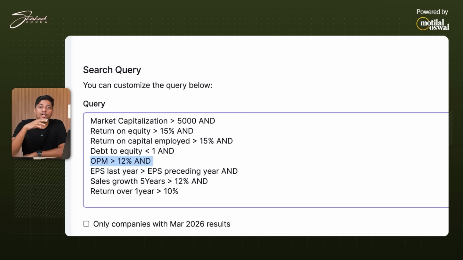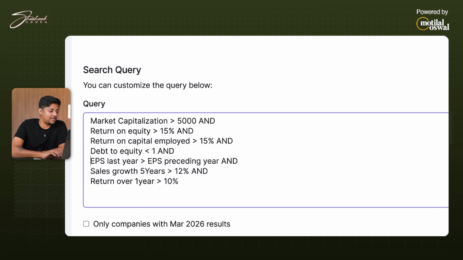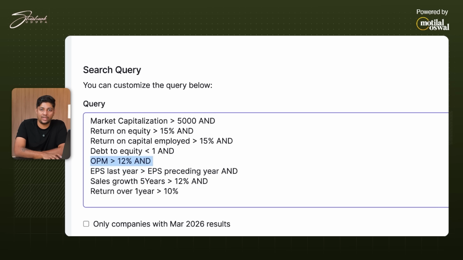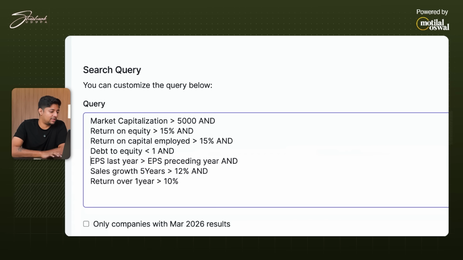In this, what will happen? You will lose out on companies that are sitting at 8% margin growing to 12%. But if you want, to look at trading companies and all, then you can remove this as well. But if not, you can keep it for high quality picks. You can remove it also. I'll show you the difference.